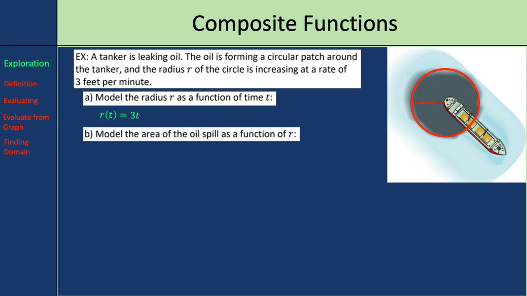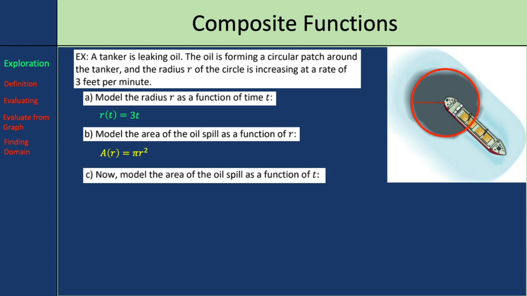And then part B, model the area of the oil spill as a function of r. So they want the area as a function of r. What do you do with r, radius, to get the area? So that is basically the area of a circle. So area as a function of r is pi r squared, right? You take r, take radius squared, and then times pi.